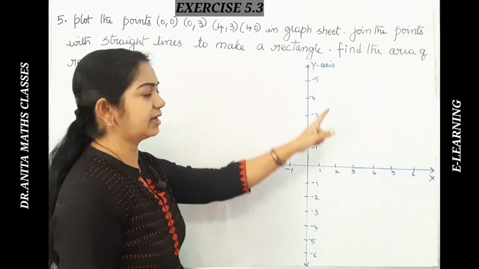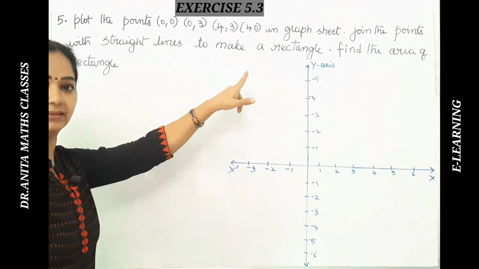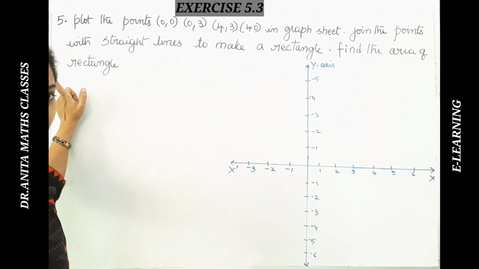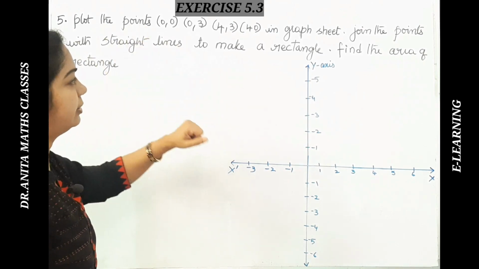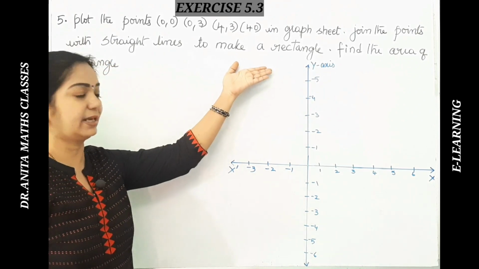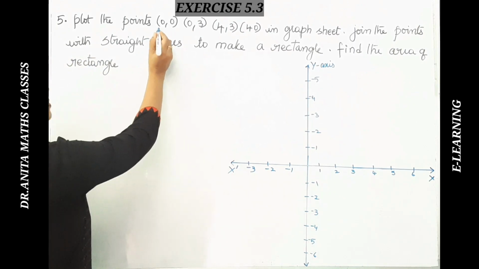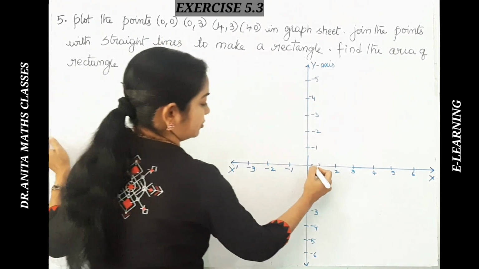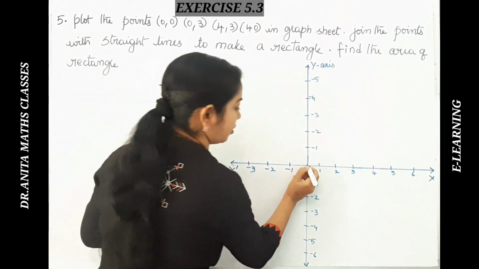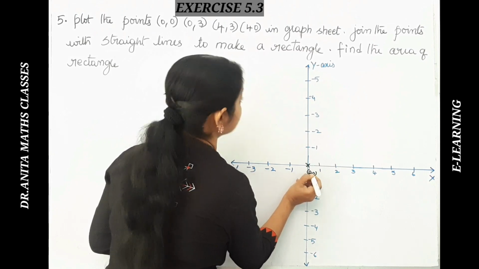Plot these points in the graph sheet, join the points with straight lines to make a rectangle. Find the area of the rectangle. This is the fifth problem in exercise 5.3. Here, if we plot the points, we get straight lines. So with those straight lines, you have to make a rectangle and find the area of the rectangle. Yes. See, let's plot it. So 0, 0 is the origin. Okay. 0, 0, this is the point.